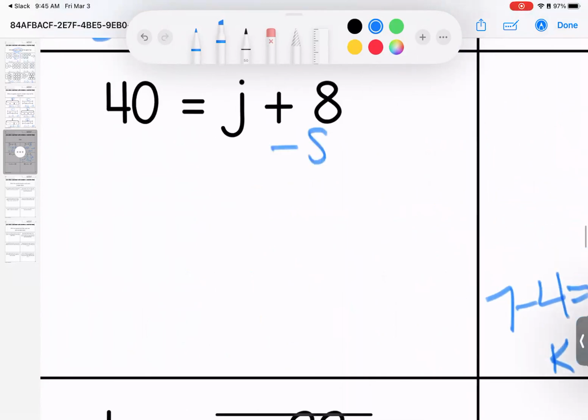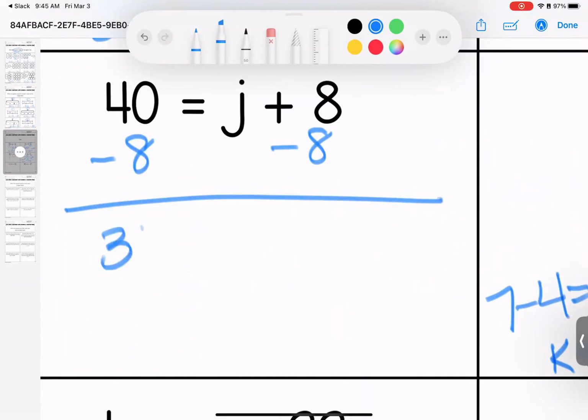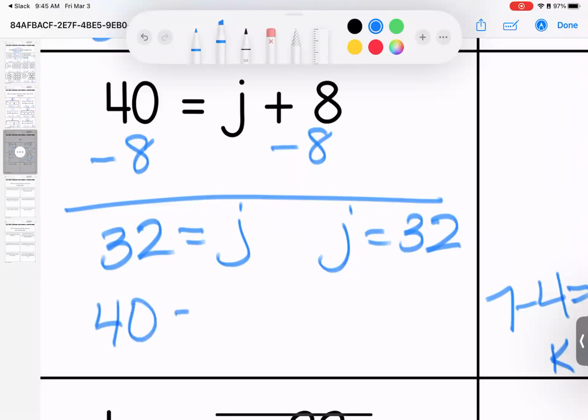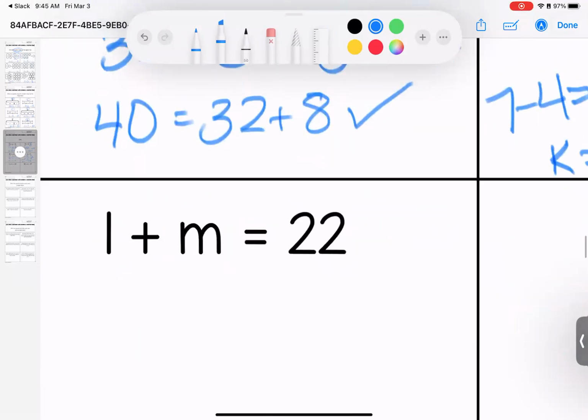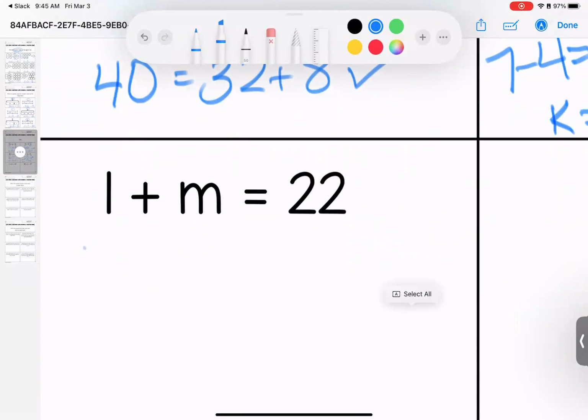Over here, I'm going to subtract 8 from both sides. When I do that, I'm left with 32 is equal to j. Best practice, j is equal to 32. Let's check it. 40 is equal to 32 plus 8. That is correct. I have 1 plus m equals 22.